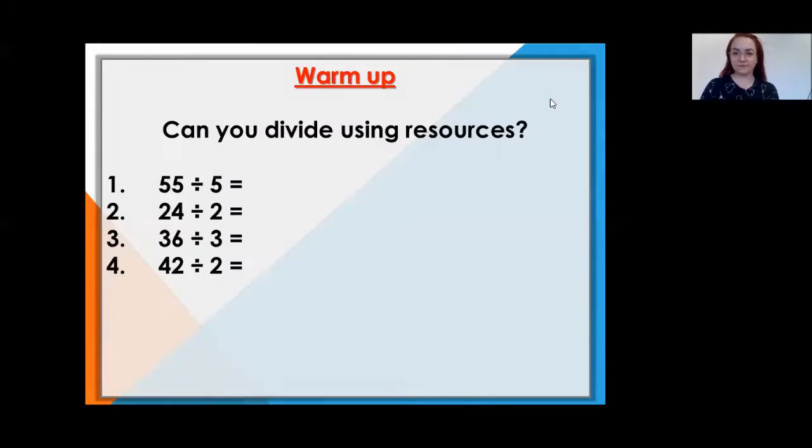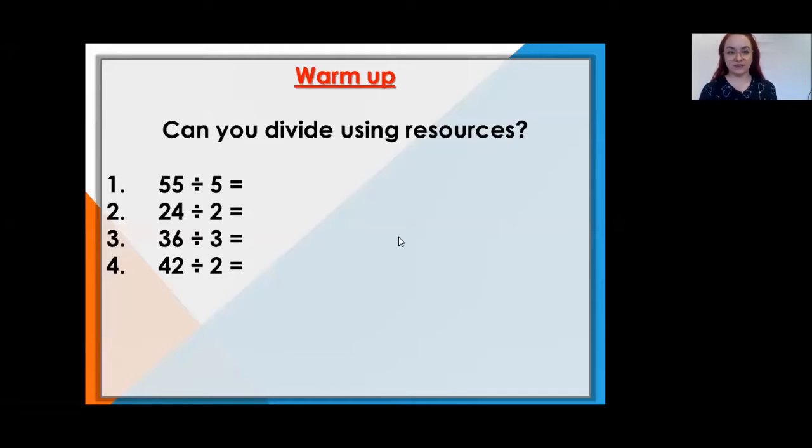So for today's lesson, we're going to be looking a little bit more at dividing 2 digits by 1 digit, but we're going to start using the bus stop method. Before we get started though, we're going to do our warm-up. So for today's warm-up, we're going to be doing the same as we did yesterday, which is dividing, but we're just going to be using resources.